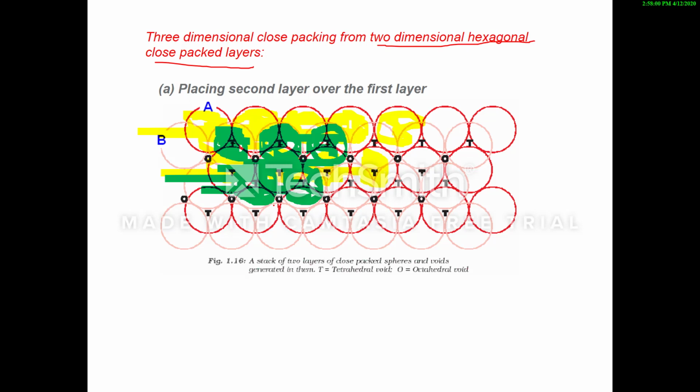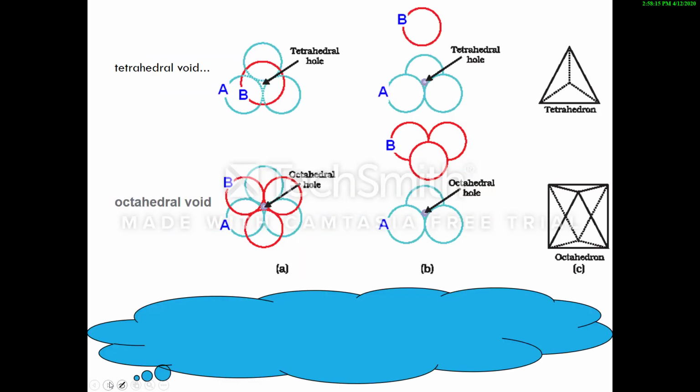Again, second layer particles are just above the triangular voids of the first layer, half of the triangular voids are covered by the particles of the second layer, and we will get some new voids. Now see what these voids are. This is the tetrahedral void. This blue circle is a particle in the first layer, and when we place the particle in the second layer, it covers this triangular void.